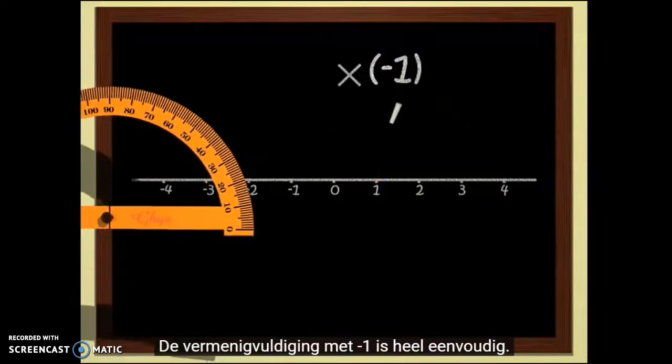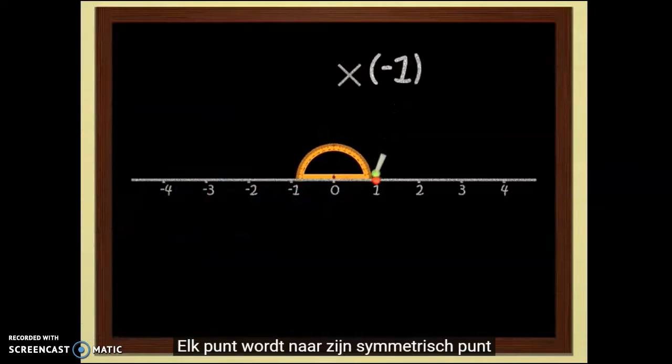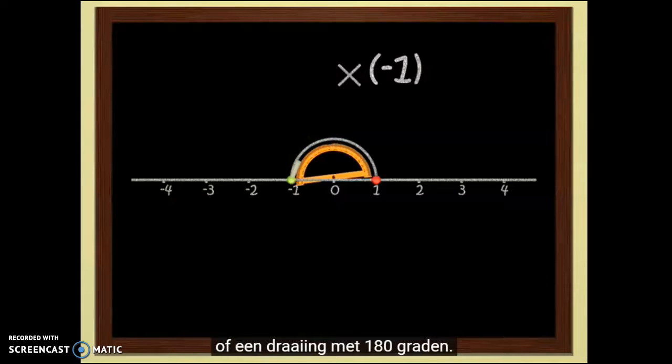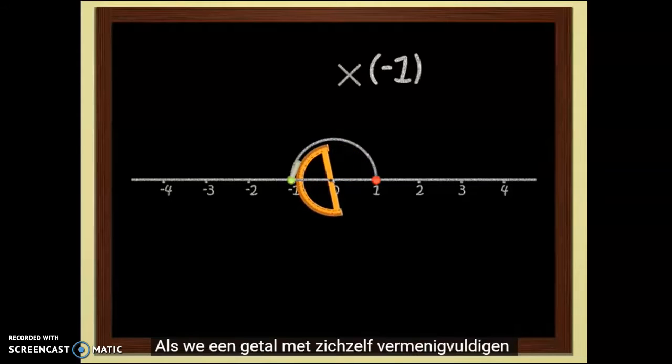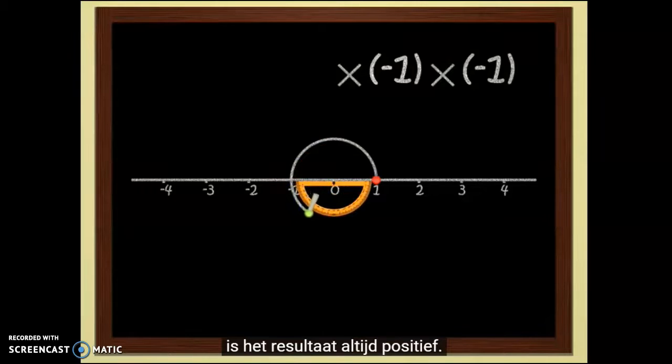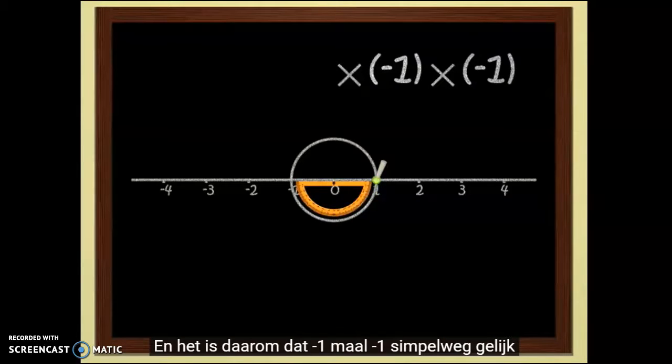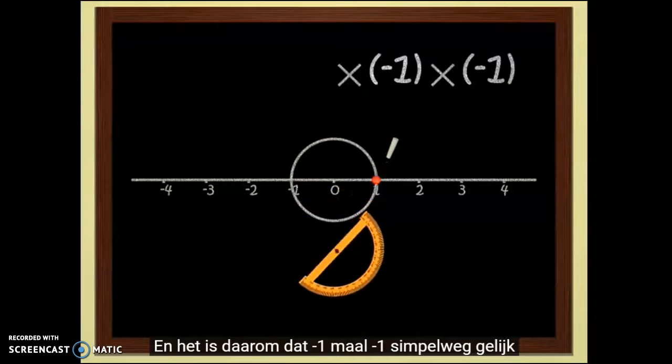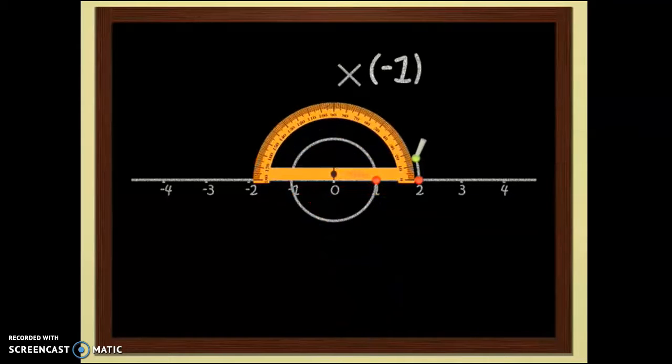Multiplying by -1 is very easy. Each point is sent to the symmetrical point with respect to the origin. In other words, we do a half turn, a rotation by 180 degrees, if you like. When we multiply a number by itself, the result is always positive. For instance, if we multiply by -1, we make half a turn, so that if we do it one more time, well, we come back to the initial point. This is why -1 times -1 equals +1, simple enough.